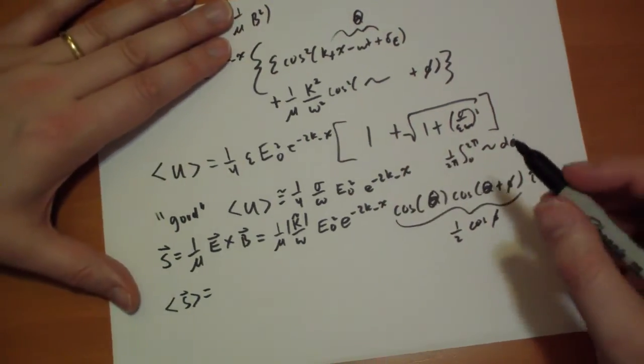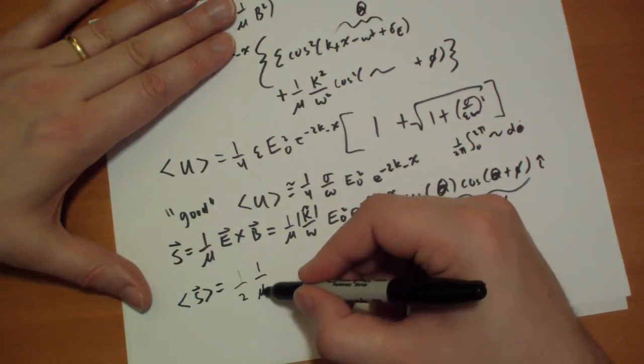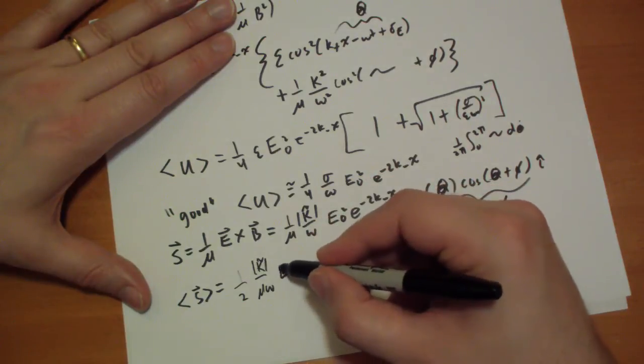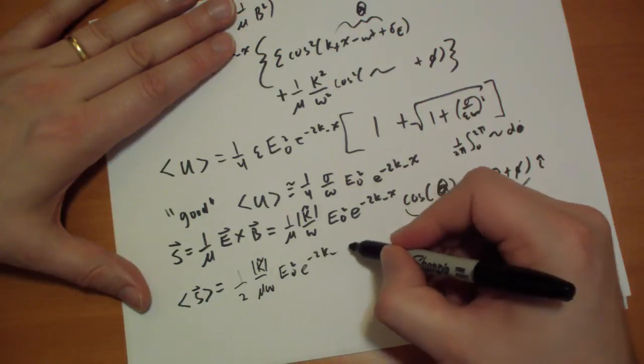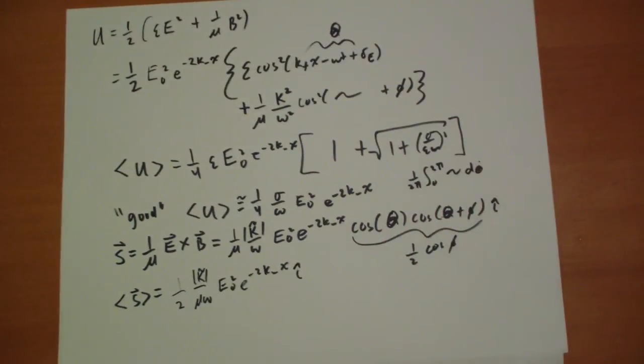So the end result is that you get 1/2 times 1 over mu omega, actually k, e naught squared e to the minus 2k minus x. That's pointing in the i hat direction. That's the average S. Okay.